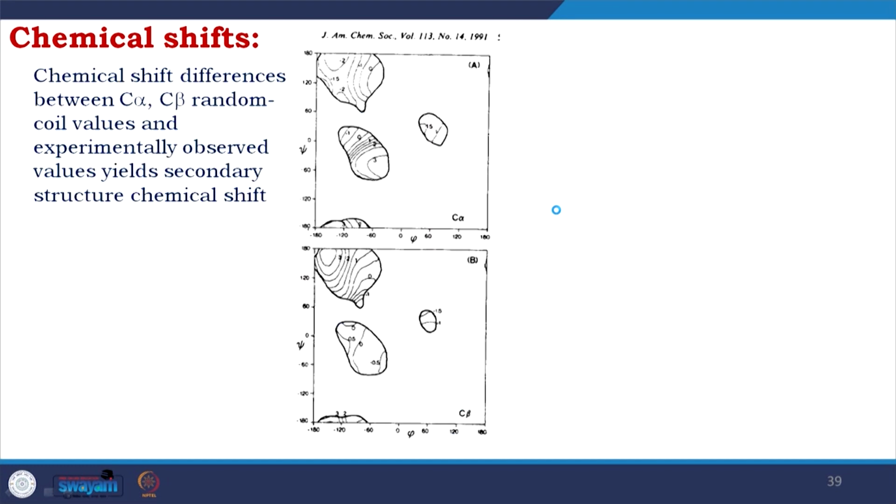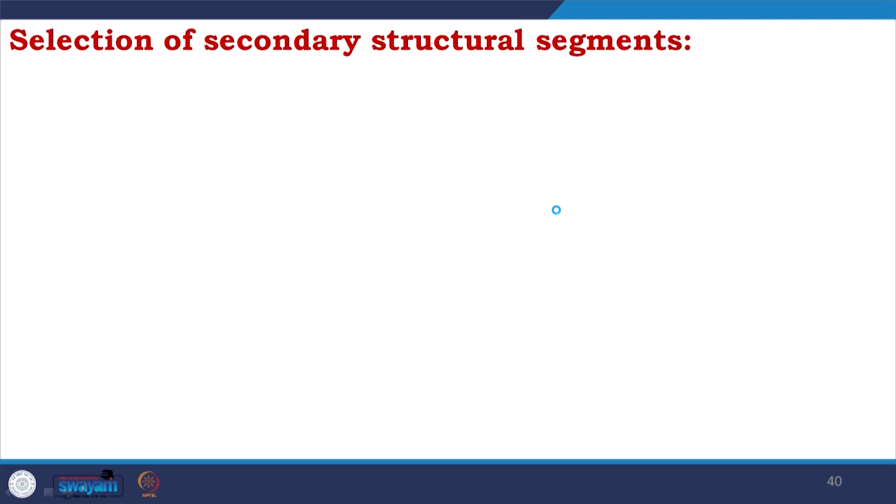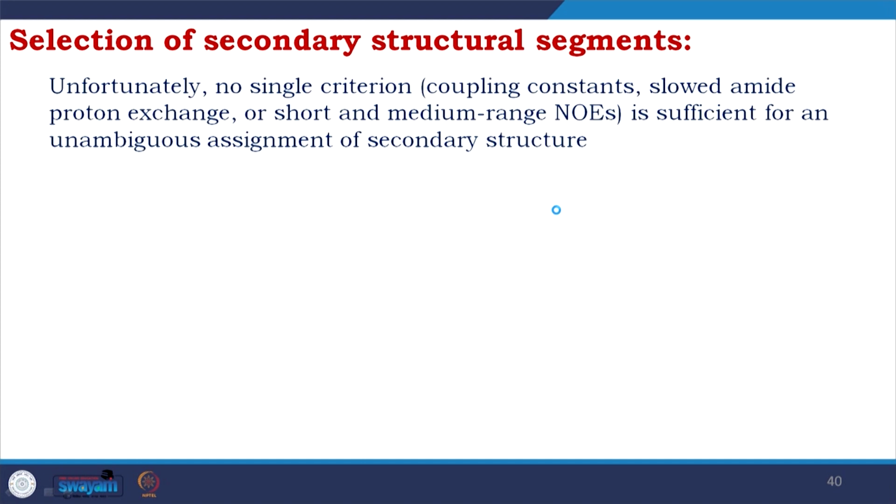So, the chemical shift difference between C alpha and C beta random coil values and experimentally observed values yields the secondary structure chemical shift. If you see on the phi psi plot, for the helix delta C alpha is 3 ppm and delta C beta is minus 1 ppm, whereas in beta strand delta C alpha is minus 2 ppm and delta C beta is 3 ppm, and this is the chemical shift of the entire protein. Selection of secondary structural segments.